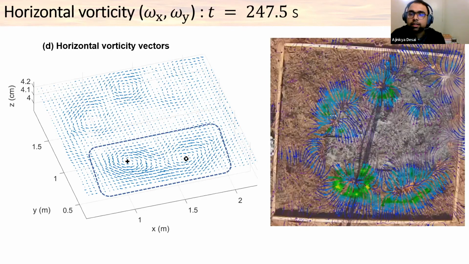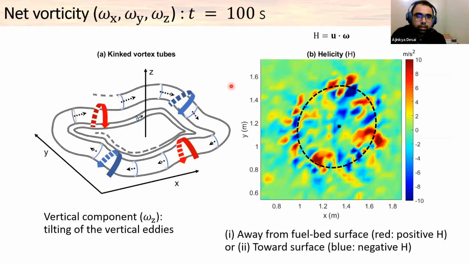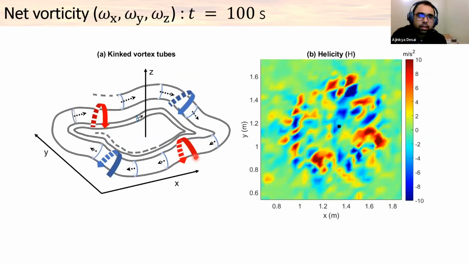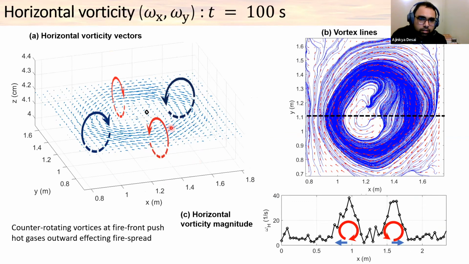So it seems like there's a question in the chat box. What does the arrow in red color represent? Is it fire or hot gas? Arrow in red color. So to go back to the previous figure, where you presented the vortex lines. Oh, okay. These arrows?